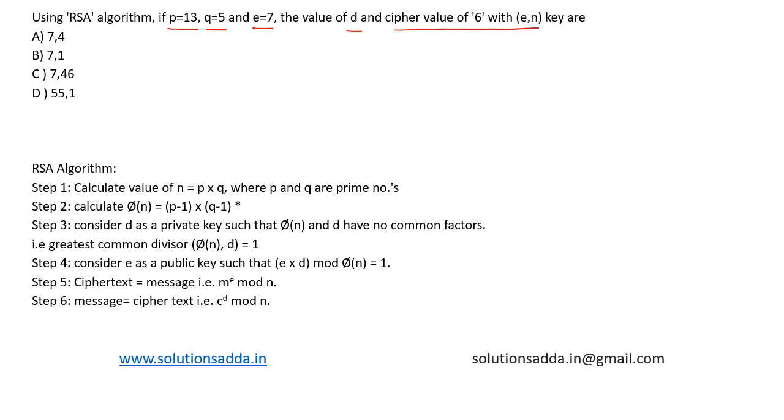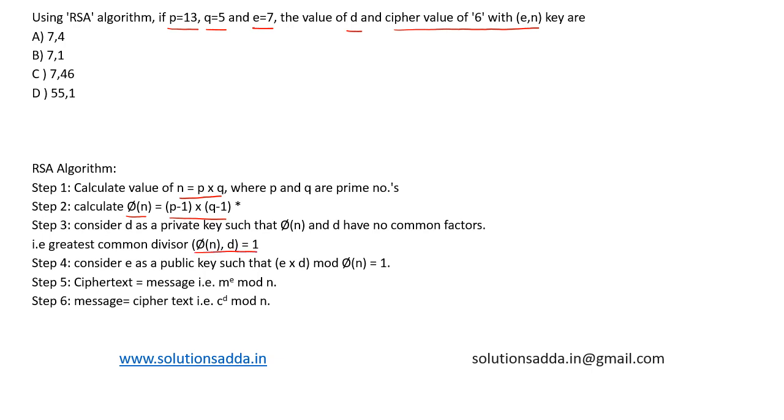So first of all, let's understand the RSA algorithm, which is a 6-step algorithm. We calculate the value of N using product of P and Q, where P and Q are prime numbers. Now we calculate phi of N, which is equal to P minus 1 into Q minus 1. Then we create a private key D such that GCD of phi of n comma D equal to 1.